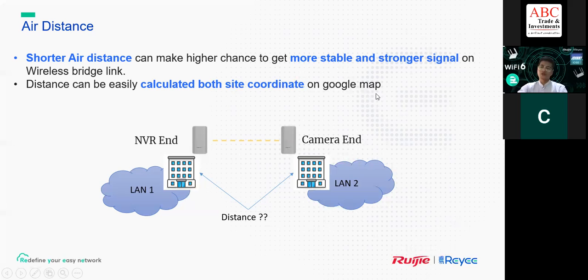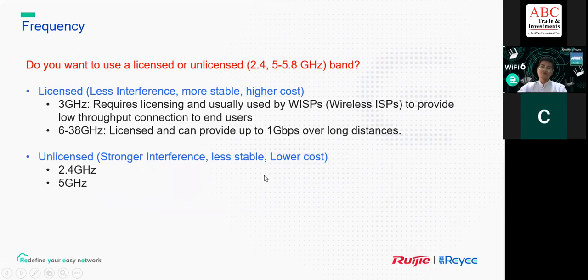Okay, so you can go to Google Maps and measure the distance easily. For the frequency part, I want to mention two things: one is licensed, and the other is unlicensed. Everybody knows about the unlicensed bands, right? We already use the 2.4 gigahertz band and the 5 gigahertz band.